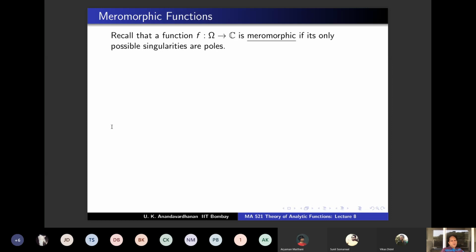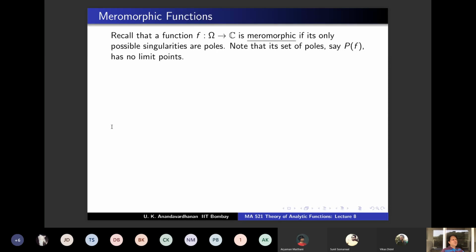So something like e to the power 1 by z is not meromorphic, because z equal to 0 is an essential singularity. Though it's isolated, it is essential. Only poles are allowed, then it's called meromorphic. Note that the set of poles of a meromorphic function, let's call it P of f, you remember Z of f was the zeros and P of f is the poles, has no limit points.